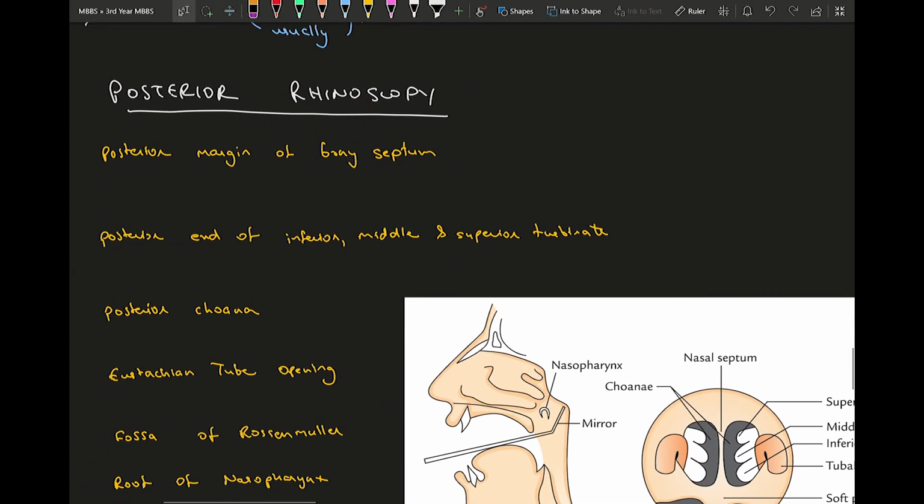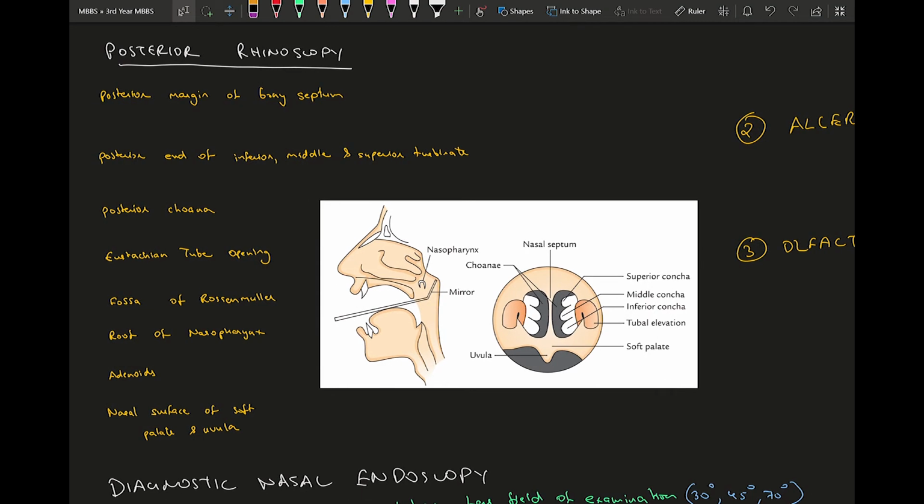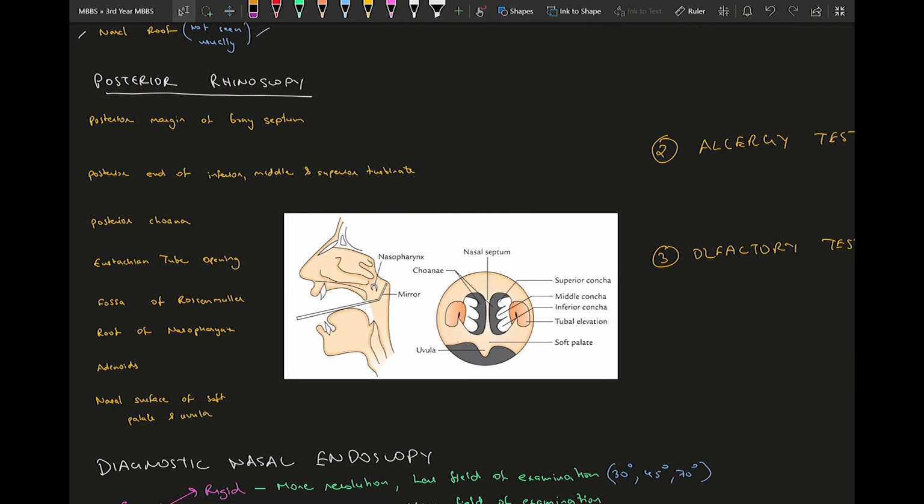Yeah. So moving on to posterior rhinoscopy. You use a bent Christian mirror. I'm not sure about the name. I'll just check it up before telling you guys.